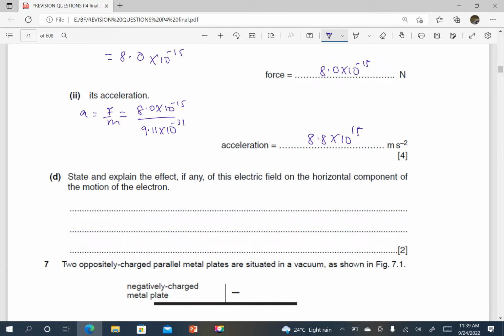So we can say, because the electric force is normal to the horizontal motion, then it has no effect.